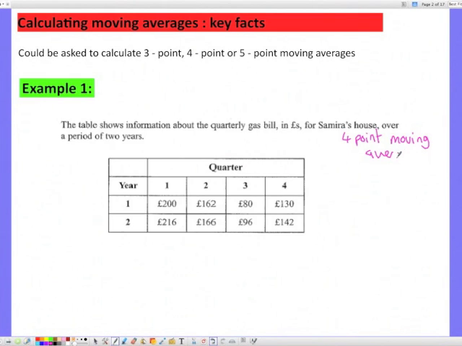So this is very similar to calculating an average as normal. However, we're going to calculate several averages as we move across. So if we take a look at the first one, we're going to select the first 4 quarters: 1, 2, 3, 4. So to find the first moving average, we will add up these 4 values and divide by 4. So 200 plus 162 plus 80 plus 130 all divided by 4 gives us a moving average of 143.